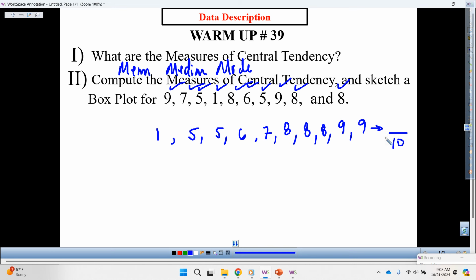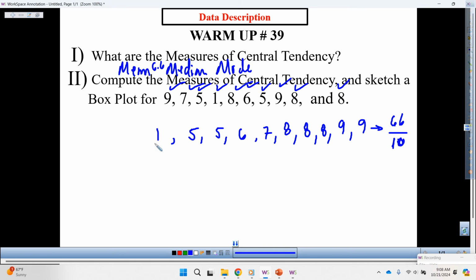Sum. JJ. All right, help them out, AJ. 66. Hands if you got 66. Looks about right. So divide that by 10. So the mean is 6.6. Hands if you got that. That is correct.